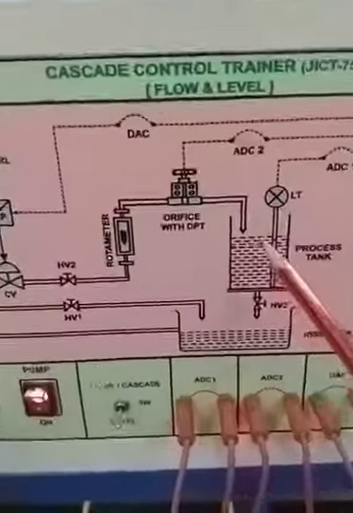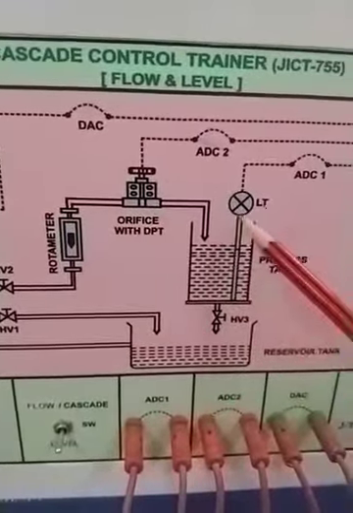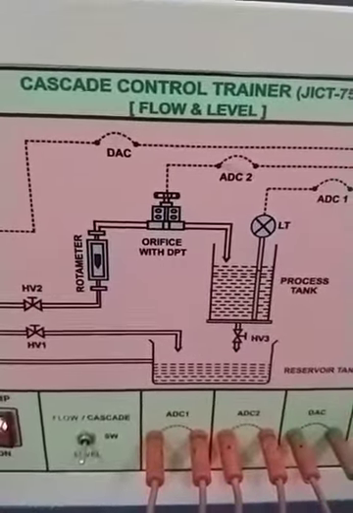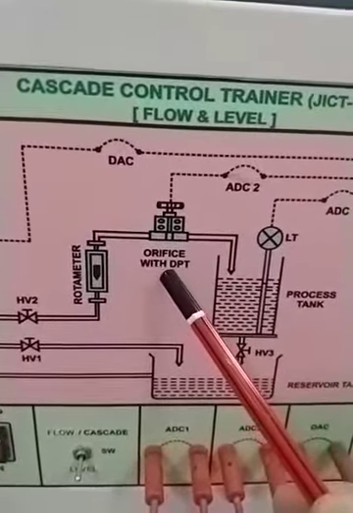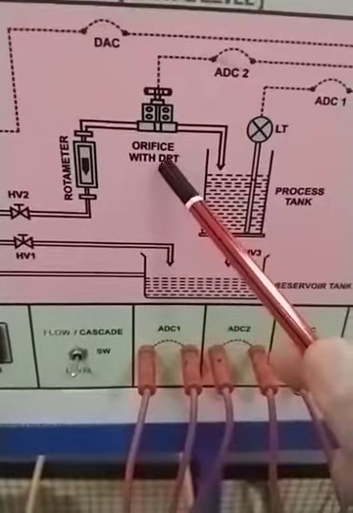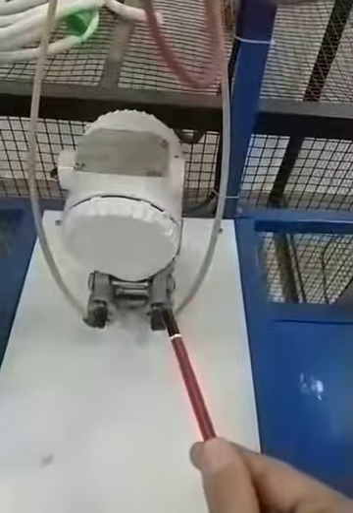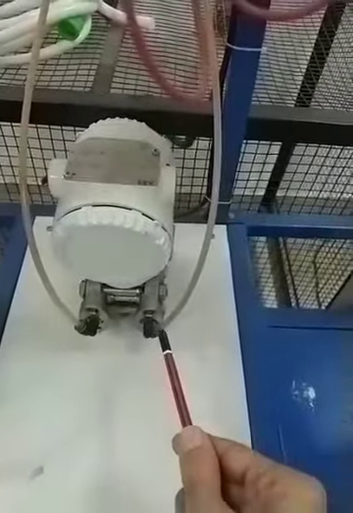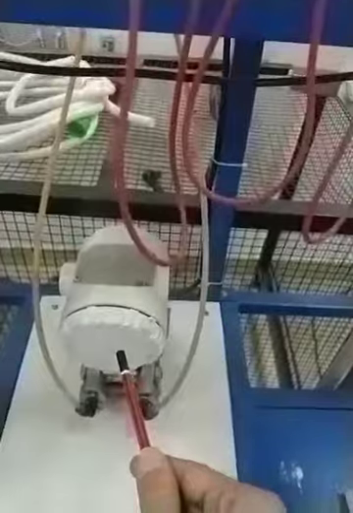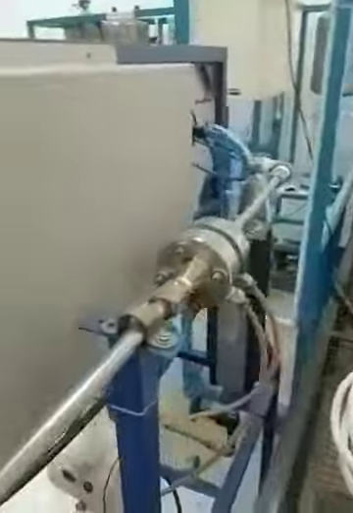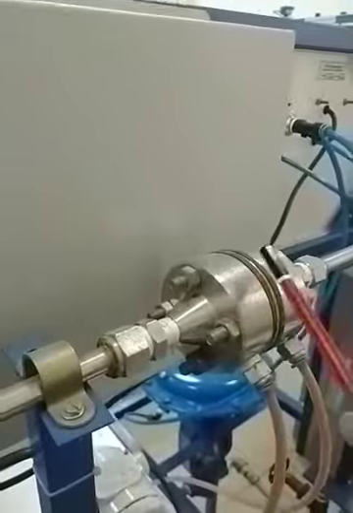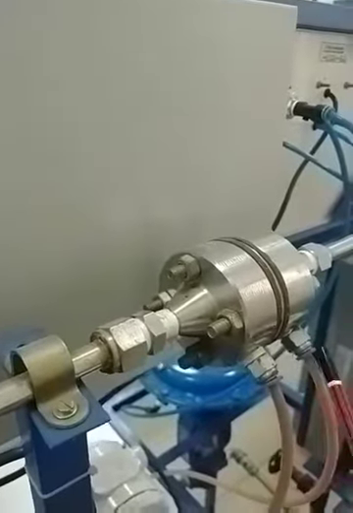And whatsoever is the flow which is coming from here to here, this flow is measured with the help of orifice with DPT, differential pressure transducer. These are the two lines, the difference of the two pressures is connected over here, and this is the difference across the orifice plate. And to show you where is the orifice plate, it's over here. It is the orifice plate, and the two pressures are going to the differential transmitter over here.